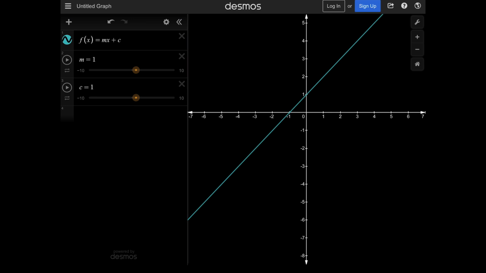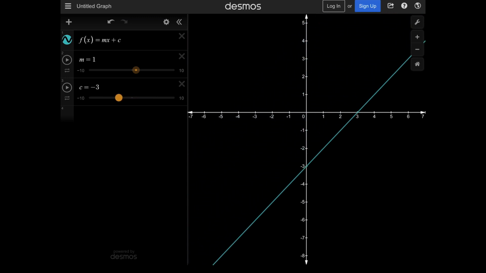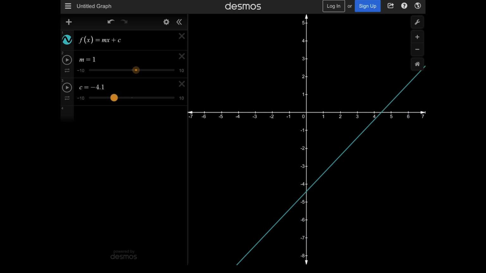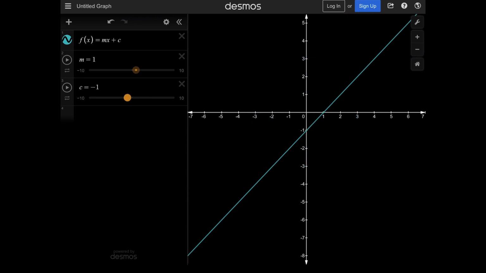Now, I want to show you what happens when we alter c's value. Keep in mind, I said c was the y-intercept. So if c's value increases greater than 1, notice how the line moves up. And when it decreases, notice how the line goes down. Okay, so that's what c does. C could either move the line up if it's positive or down if it's negative.